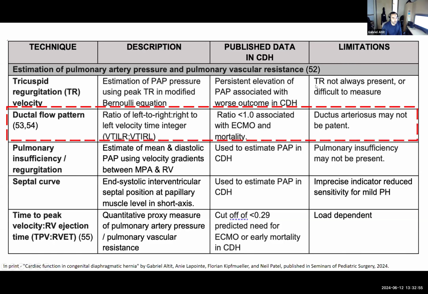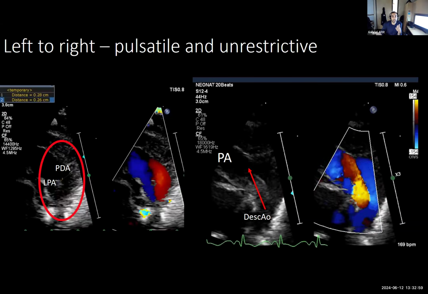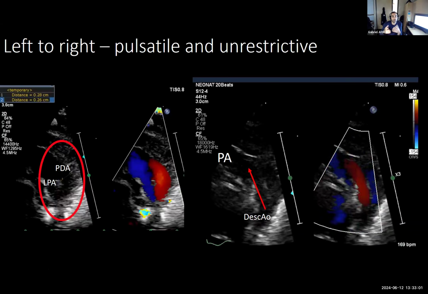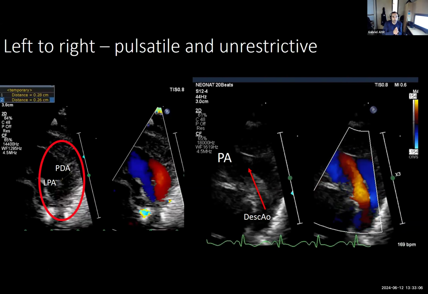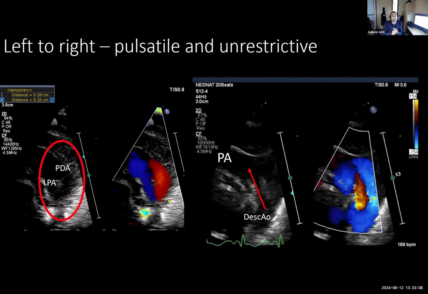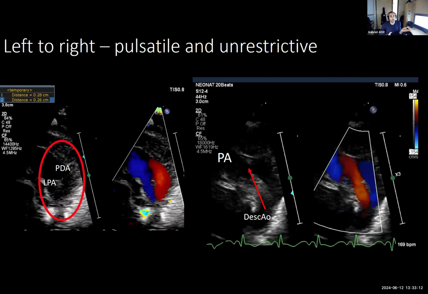Second is the ductal flow pattern, which I think can inform you a lot on the relationship between what's happening in the pulmonary artery and the aorta. Now, remember, if you have two structures that are connected, eventually you will equalize pressure between them throughout the cardiac cycle, but you can still get a sense of the relationship between what's happening in the pulmonary compartment relative to the systemic compartment.